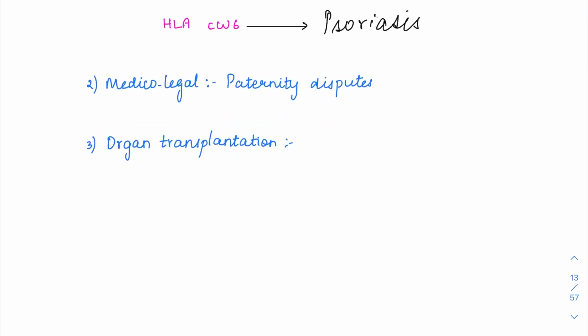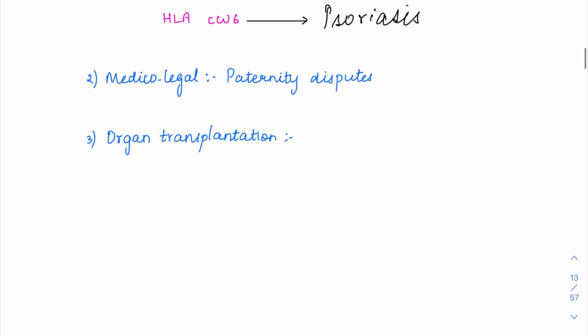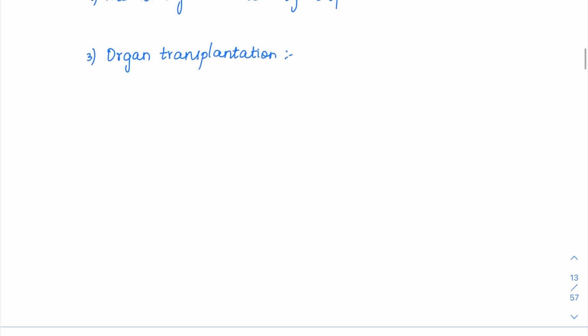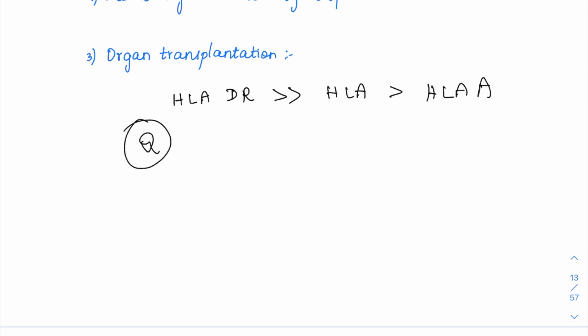Apart from disease pathogenesis, we also use HLA for cross matching, for giving grafts, and also to clear paternity disputes. So for medico-legal issues we also use HLA. When you use HLA for organ transplantation, the most important one for matching is HLA-DR, more than HLA-B, more than HLA-A. So it is in this order that we match. It is very important to match the HLA-DR, then HLA-B, then HLA-A.